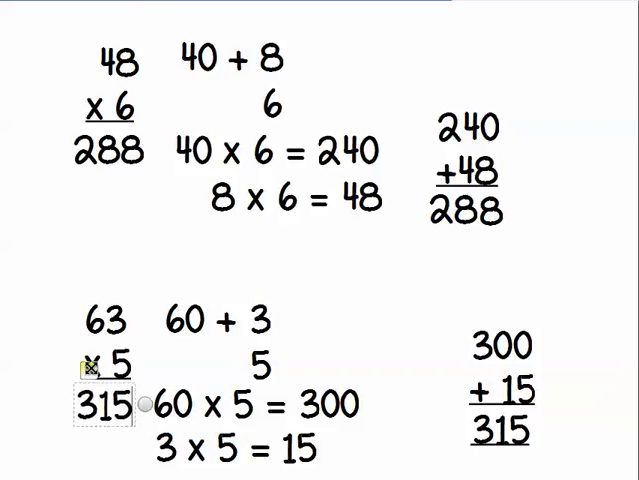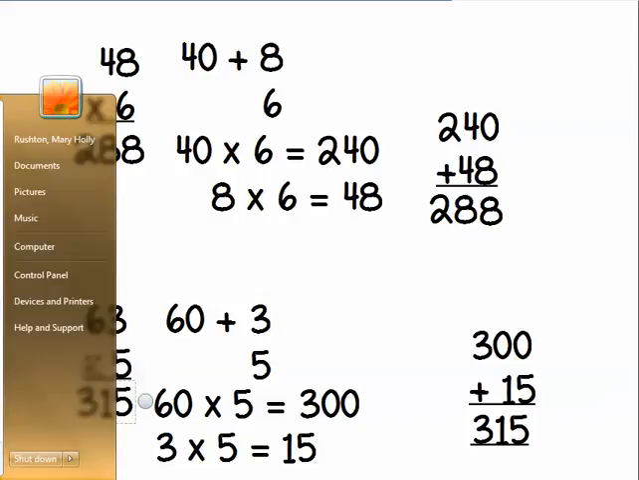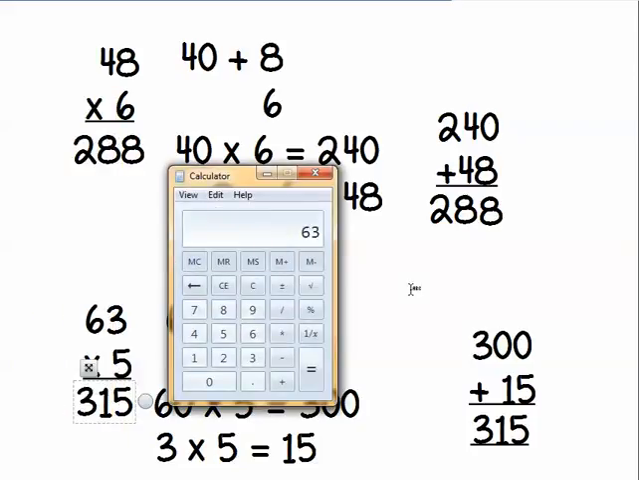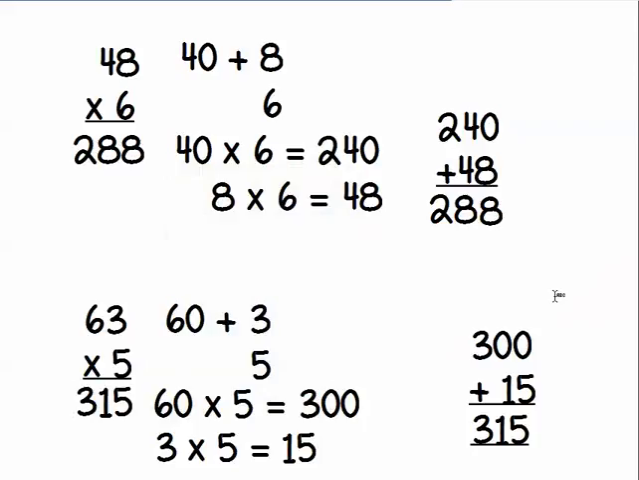And again, I can check using my calculator. 63 times 5 is 315. Plus, if we had estimated or rounded, 63 would round to 60, and 60 times 5 is 300. So yes, my answer is reasonable.